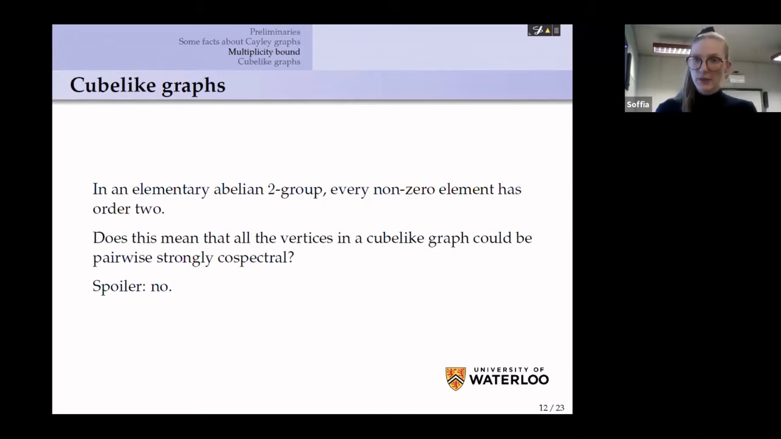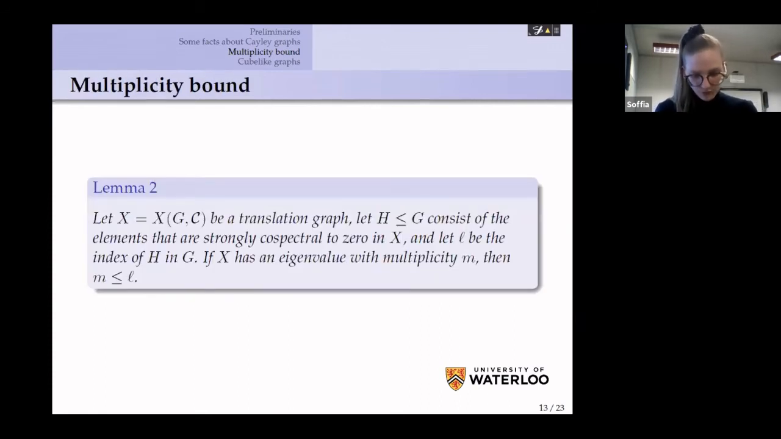But this is sort of a bit harder to see than what we've noted about the cyclic groups, for example. And so I came up with this lemma here that when we have a translation graph, and this holds for all translation graphs, we let H be the subgroup of G that consists of the vertices that are strongly cospectral to 0 in X. And then we let L be the index of H in G. Then the multiplicities of our eigenvalues are a lower bound on this index on the subgroup.